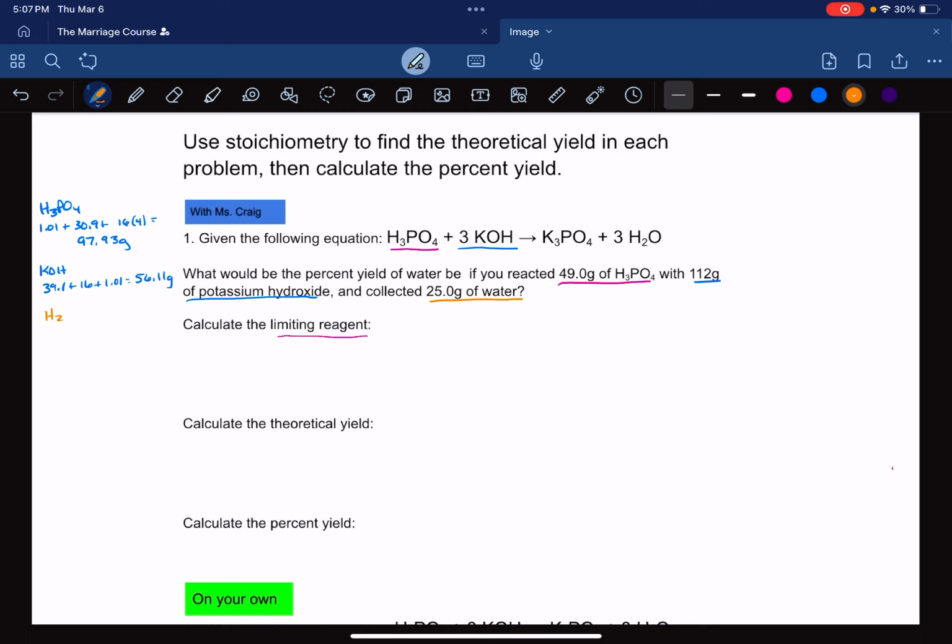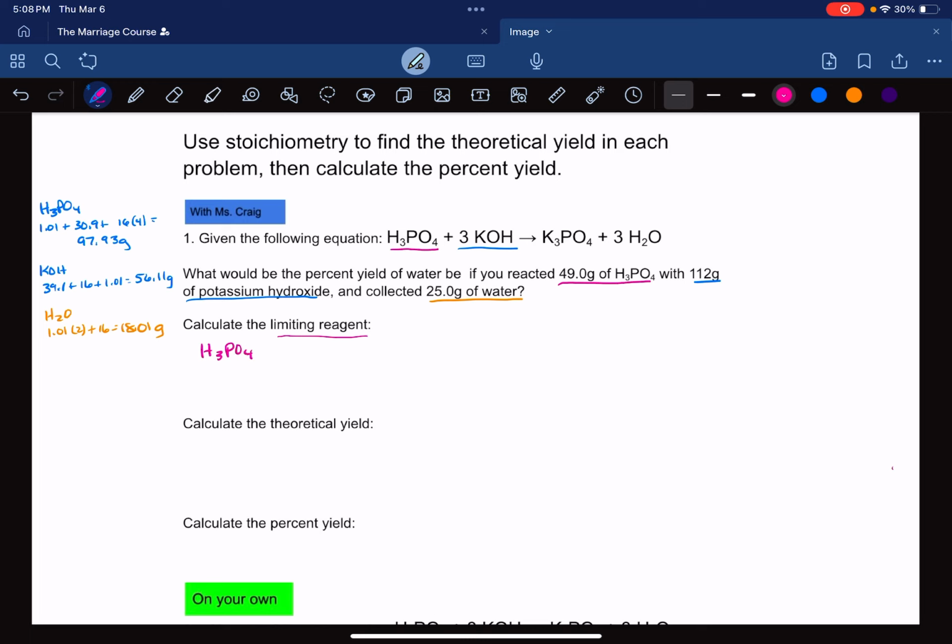And write down the molar mass of water here. It's 1.01 times 2 plus 16, so that's 18.01. So as you can see here, I've already figured out all of my molar masses because I know I'm going to need each one of them. And we'll just start from the first reactant. So we're going to start with the phosphoric acid, which is H3PO4.